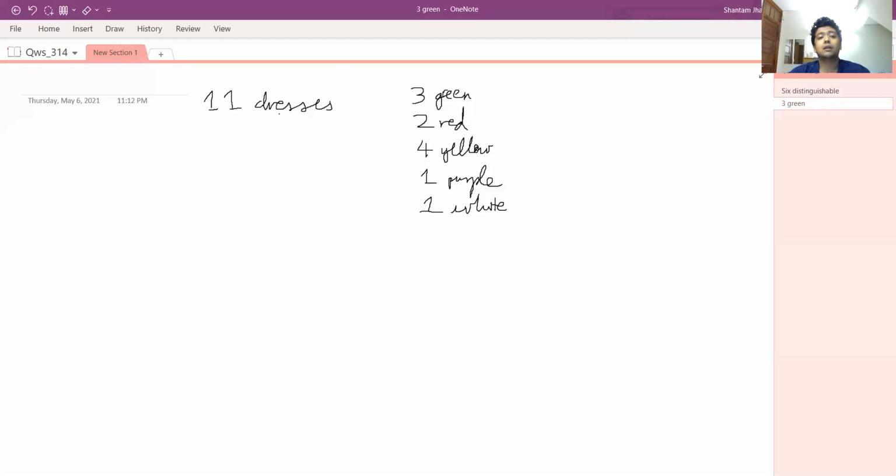So we've got 11 dresses where 3 of them are green. In other words, 3 of them are identical in the way they appear to be green. 2 of them are indistinguishable as well.